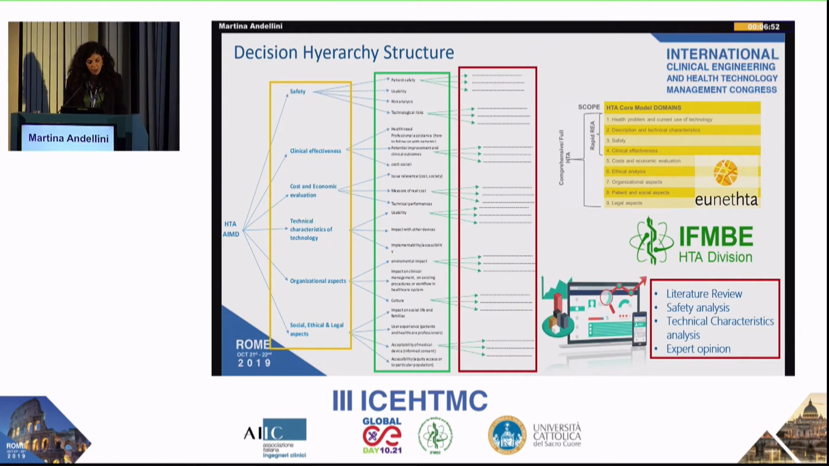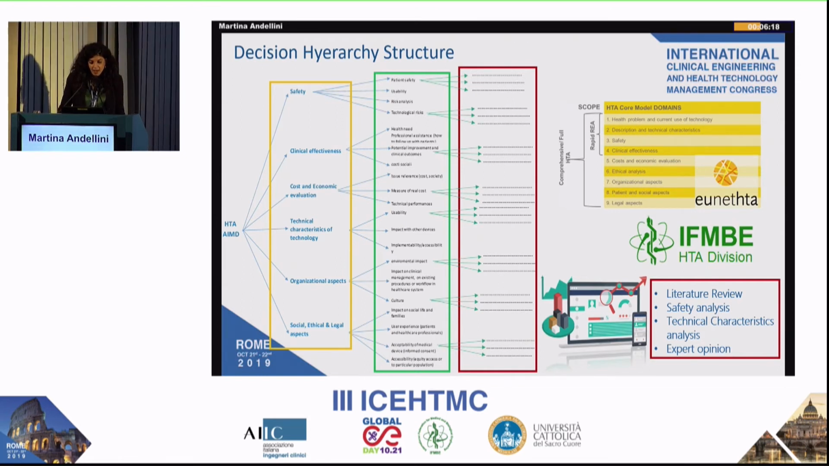So starting from the problem of the decision, we decompose the problem into its constituent parts. So we define at the first level the criteria, the domains, which are the most suitable domains for our specific context analysis, singled out in the UNETA core model. Each domain is then described by a number of criteria which are identified from the IFMBE Technology Assessment Division study, as I told you before.